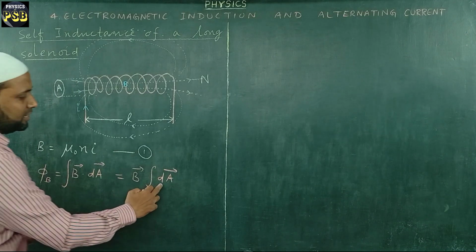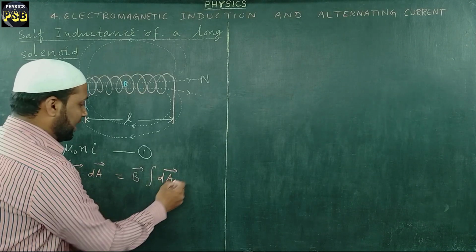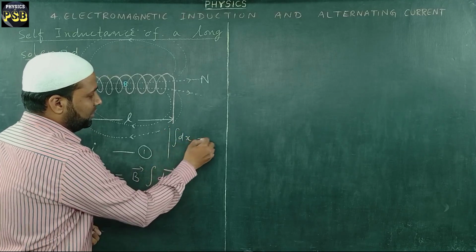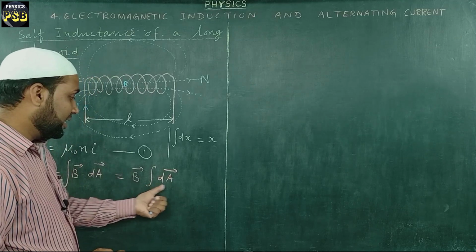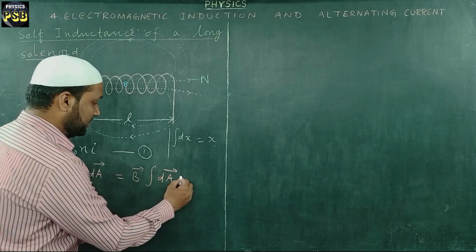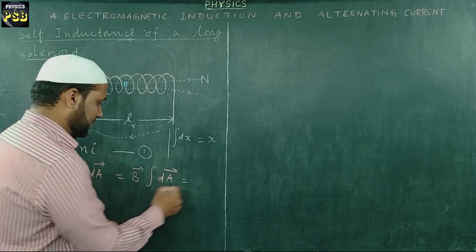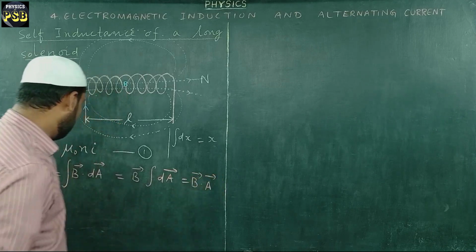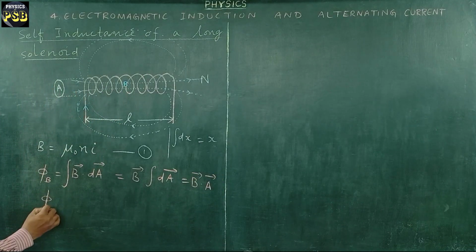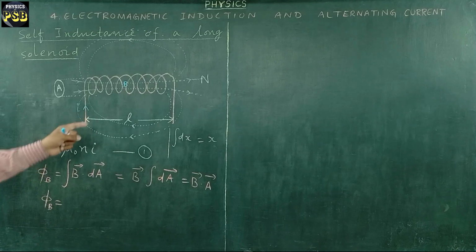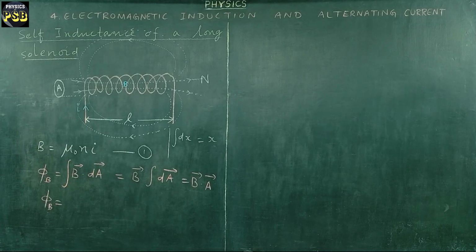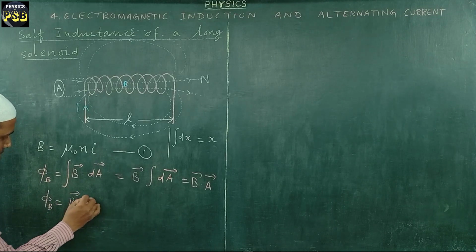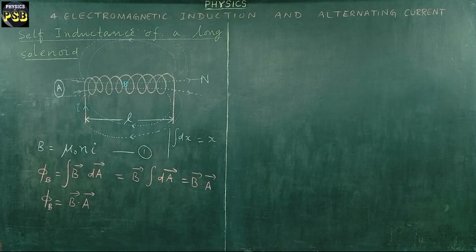So, when I integrate dA, I will get A vector. Now, we know very well, when we integrate dx, we get x. In a similar way, when we integrate dA vector, we will get A vector. So, what I will get here is B vector dot A vector. Okay, so phi B, which is the magnetic flux linked with each turn of the solenoid, is nothing but the dot product of B vector and A vector.